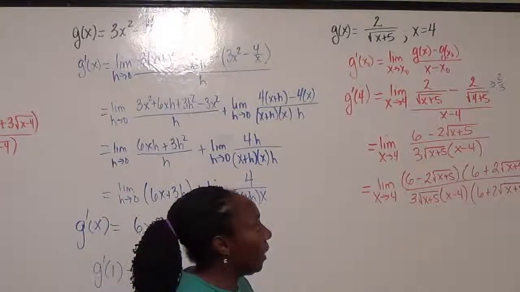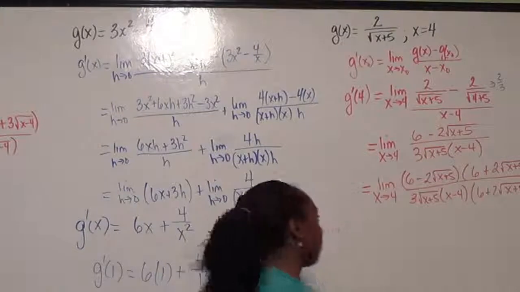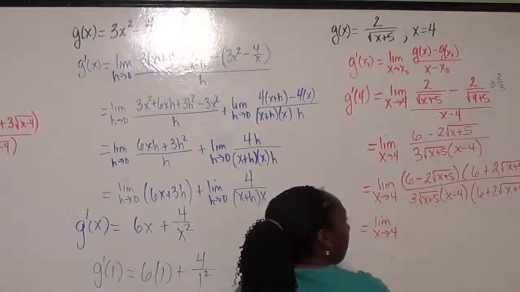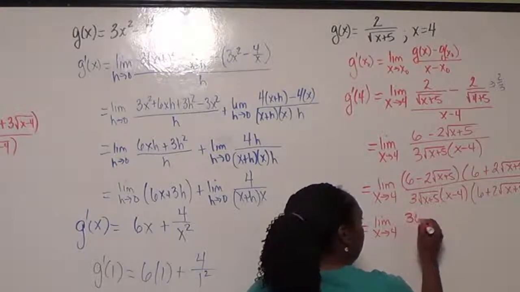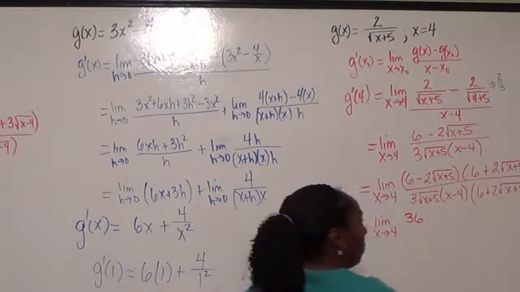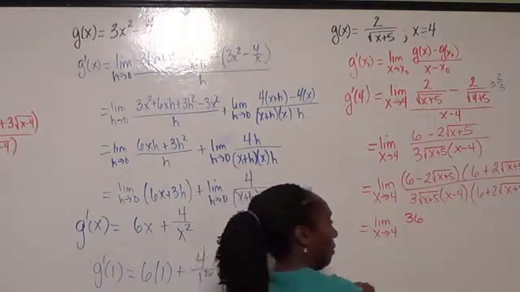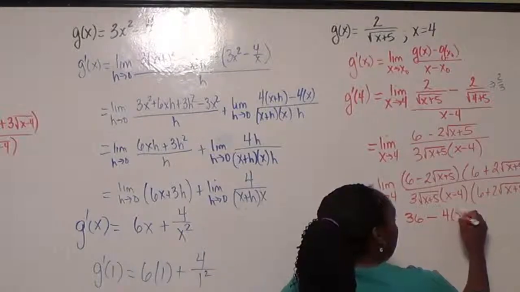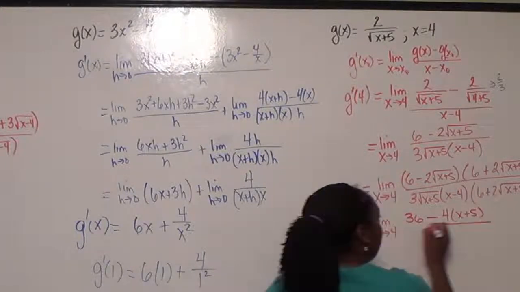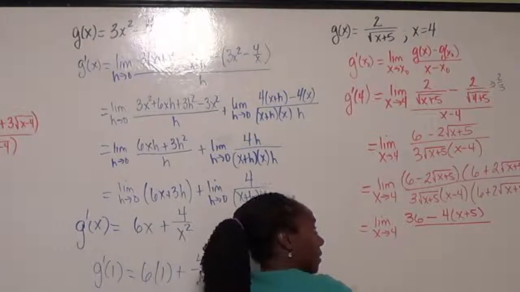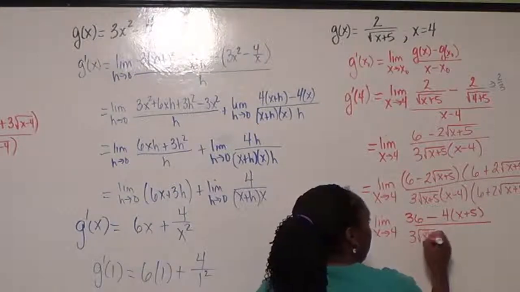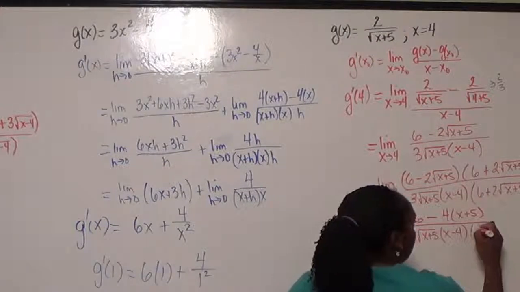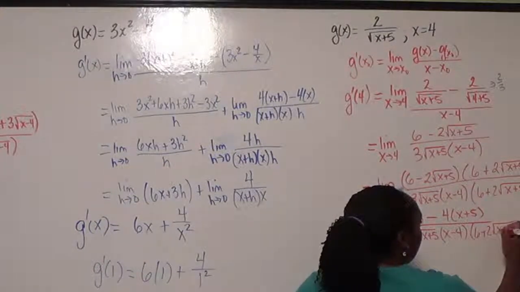And again, once we do that, we can FOIL this out. We'll see we get a 36. Again, the middle terms will cancel, so when I do the inner and the outer, those will cancel out. Minus a 4 times the x plus 5, all over this lovely denominator, 3 square roots of x plus 5, x minus 4, 6 plus 2 square roots of x plus 5.